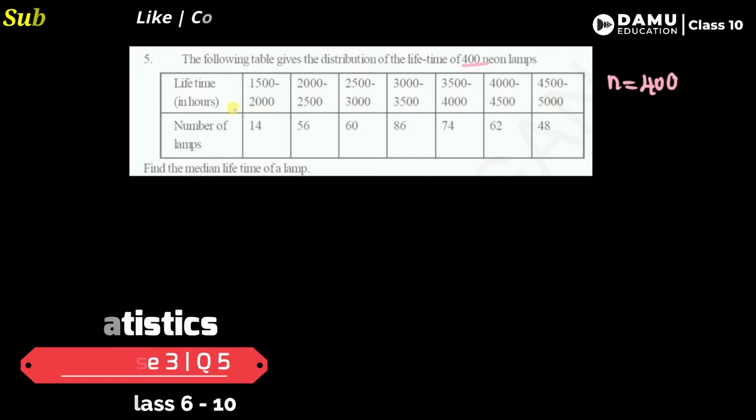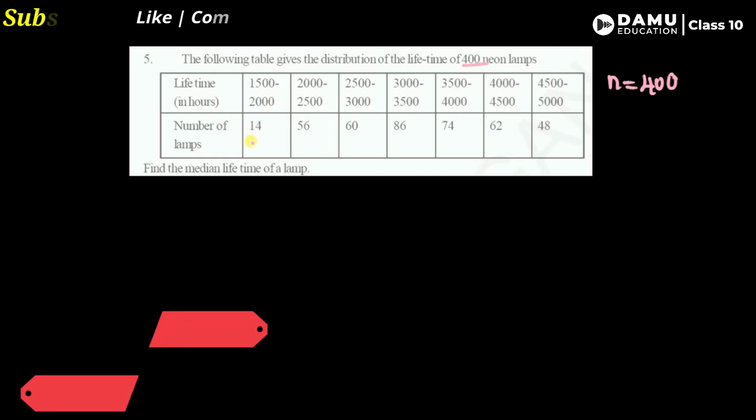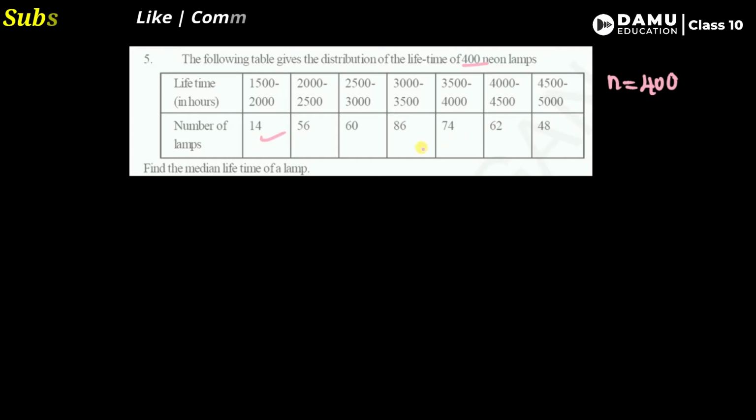Then lifetime in hours, 1500 to 2000 hours. How many lamps are there? 14 lamps are there. Like that they have given all the intervals and the frequencies. Find the median of the lifetime of a lamp.